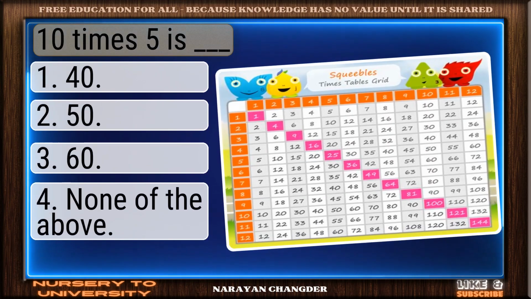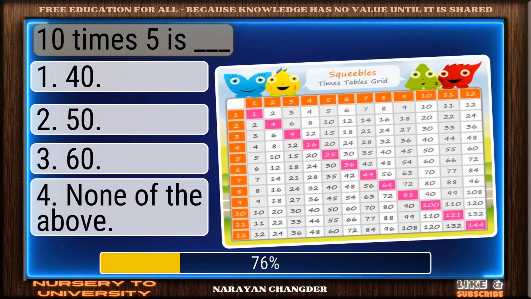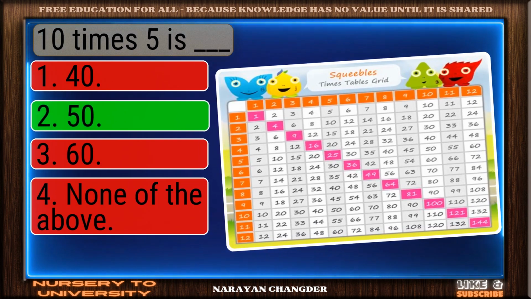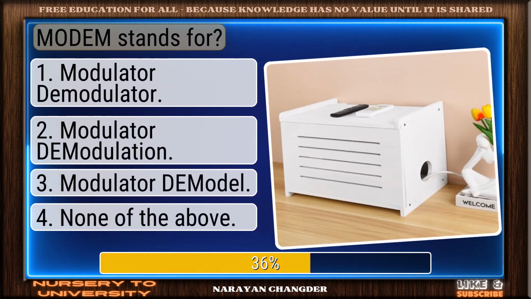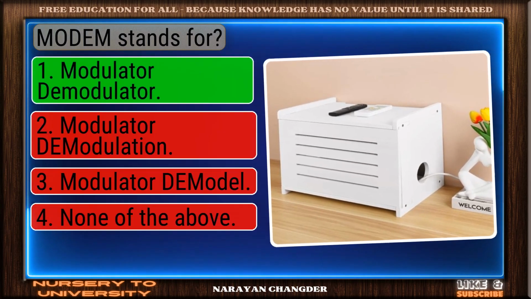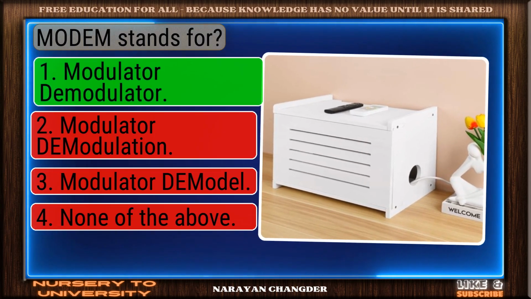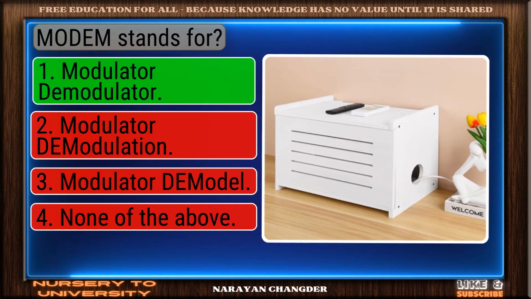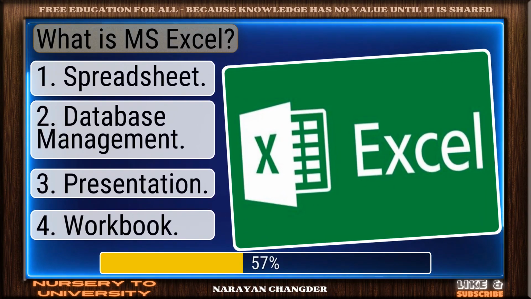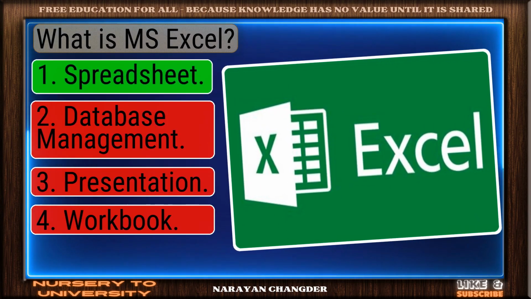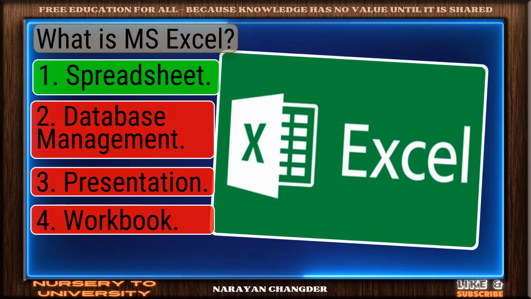10 times 5 dash. On track. 50 is the correct answer. Modem stands for. Well done. Modulator demodulator is the right choice. What is Ms Excel? Exactly. Spreadsheet makes sense and it is right choice.